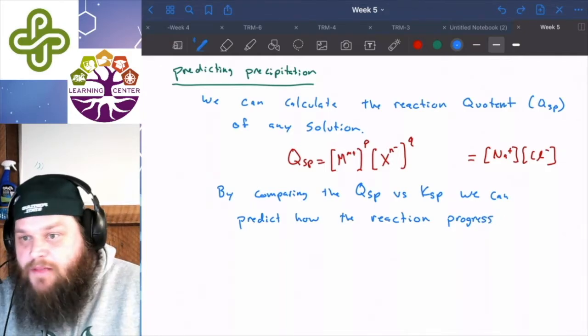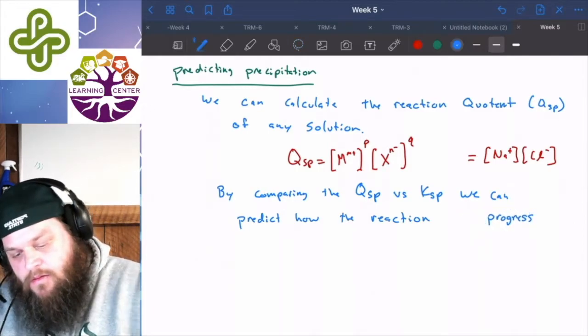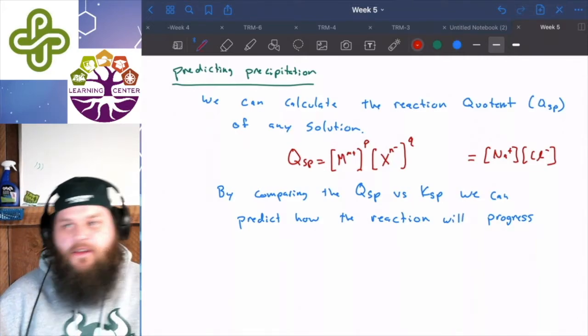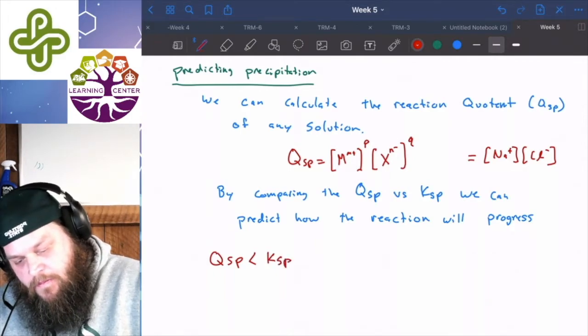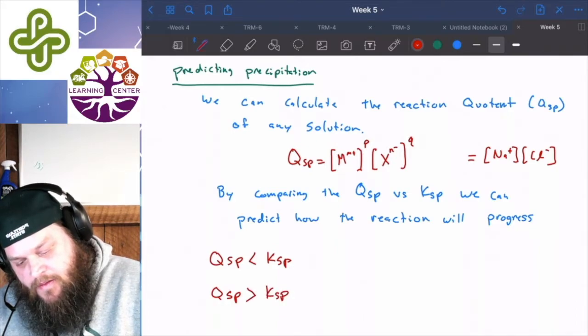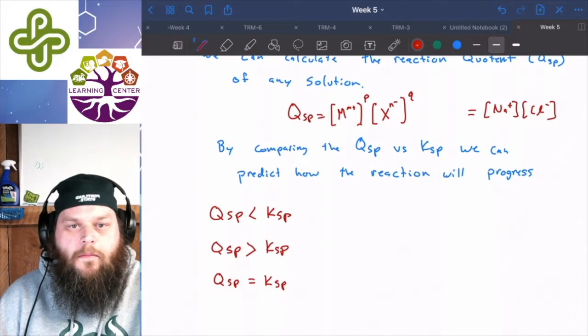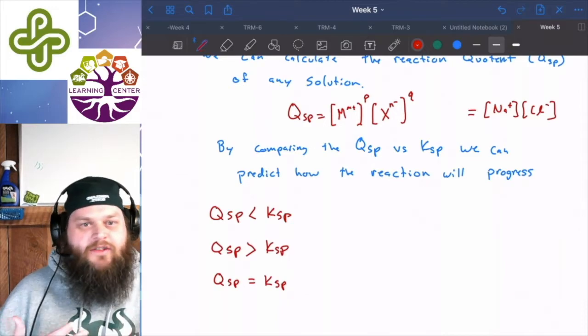Or progress. How will it progress? Let's use proper English. So there's three different states. The QSP can be less than the KSP. The QSP can be greater than the KSP. And the QSP can be equal to the KSP. So we can try and determine what each of these is going to mean.